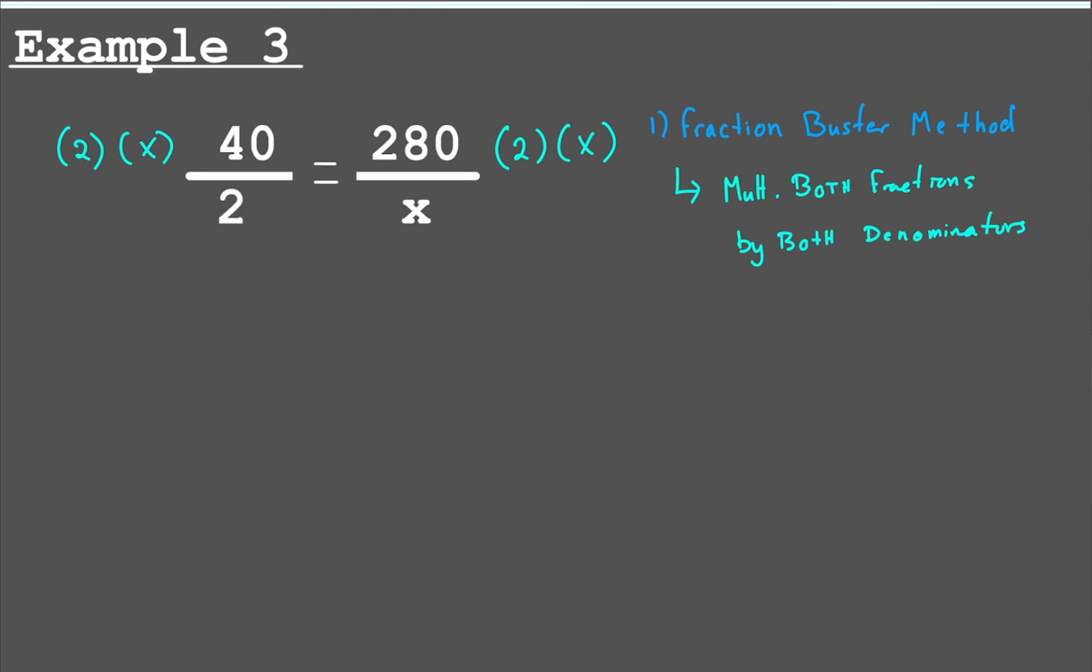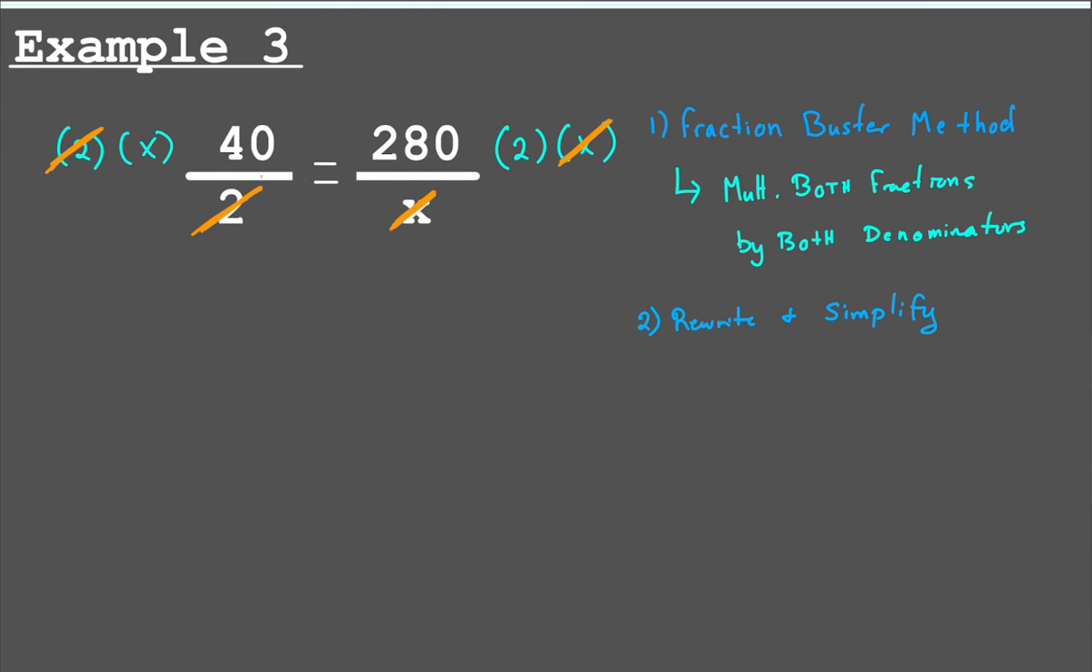And then we get to do the fraction busting part, which is where we cancel out the common terms. So we've got an x on top, we'll cancel out the x on the bottom. We've got a 2 on top, we'll cancel out the 2 on the bottom. Sweet. Now I'm going to rewrite my equation and simplify. I'll put rewrite as a step. Rewrite and simplify.